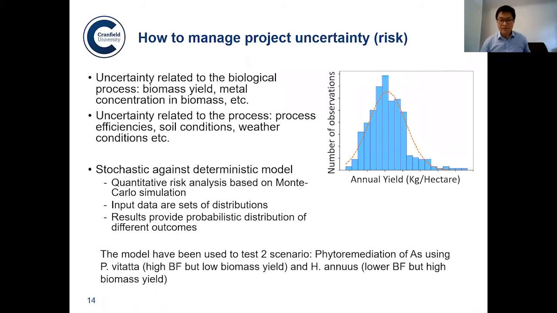a very unique opportunity to look into the uncertainty, the risk of the financial viability of the project, which is truly valuable for any commercial project and to the industry. So as a case study, we applied this risk model on two different scenarios. One is using Pteris vittata, which is the known arsenic hyperaccumulator for treating arsenic contaminated sites, and comparing that to a different crop, a common sunflower, and comparing the potential financial outcome of a phytoremediation integrated with a bioenergy production project.